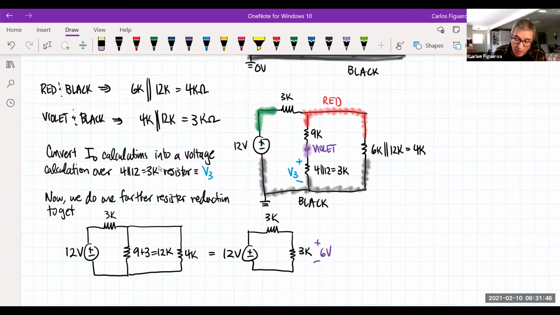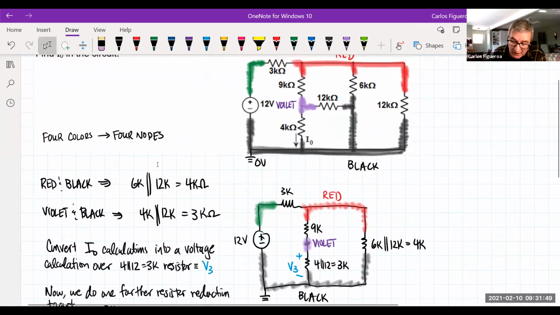So now, our goal here was to do what? It was to solve for the current I0. And by looking at this resistor reduction, I'm converting my I0 calculation into a voltage V3 calculation. So my goal now is not to calculate I0, it is to calculate V3. I'm going to go through a series of steps to reduce how I do this.